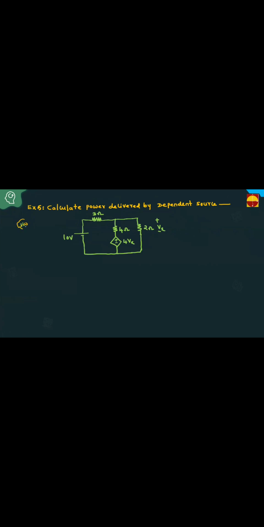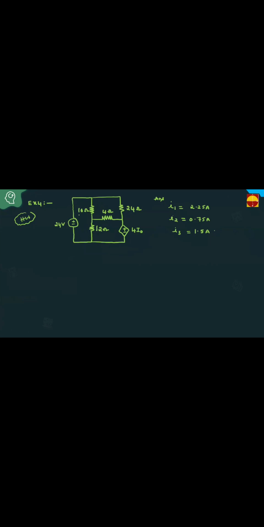What is the power? Sir, can you please mark I1, I2, and I3 in the circuit? Yeah, you take any direction on your own. For example, I'm taking clockwise like this. This is I1. I'm taking this is I2. I'm taking this is I3.